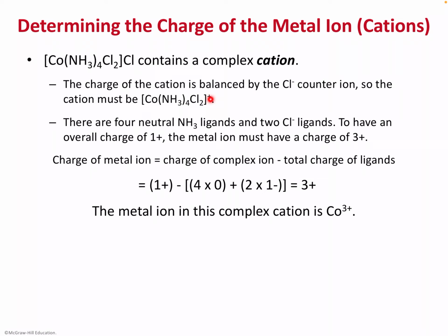Then you take the +1 and subtract the charges of the ligands. Ammonia is a neutral ligand, 4 times 0, plus chloride. There are 2 chlorides, 2 times -1, which is -2. So this is 0 plus -2, which is -2. Then +1 minus -2 is +1 plus 2, which gives you 3+. So the metal ion in this complex cation is cobalt 3+. That's how you find the charge of the metal cation.